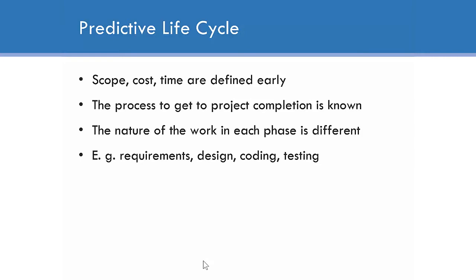So not only is the process to get to project completion known, but the nature of the work in each phase tends to be different. For example, you might have a requirements phase, then a design phase, then a coding phase, then a testing phase. And the nature of the work is different. In fact, the people that you get involved may be different. And as I was saying, we deliver the whole result at the end, that's sometimes known as the Big Bang.